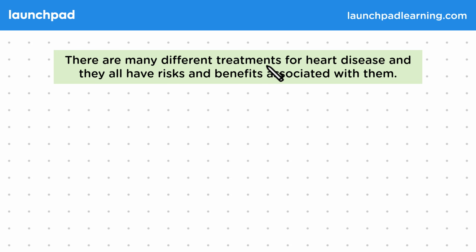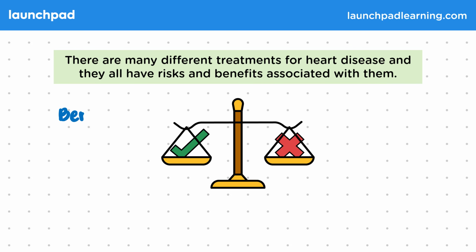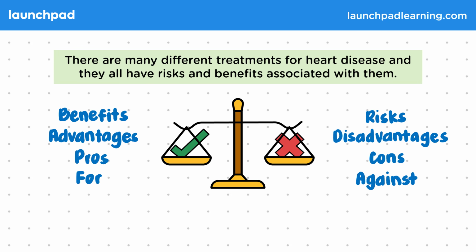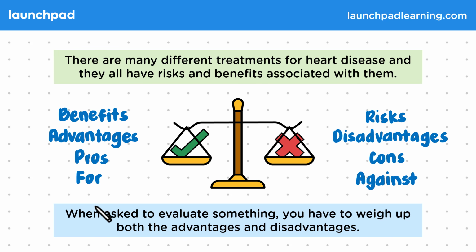There are many different treatments for heart disease, and they all have risks and benefits associated with them. The benefits and the risks are the same as the advantages and disadvantages, pros and cons, or for and against arguments. For your exam, it's important that you can evaluate the methods of treatment that you've studied. So when asked to evaluate something, you have to weigh up both the advantages and disadvantages.